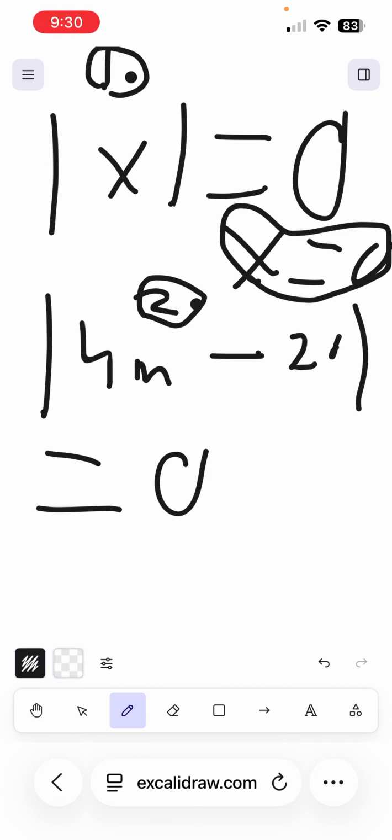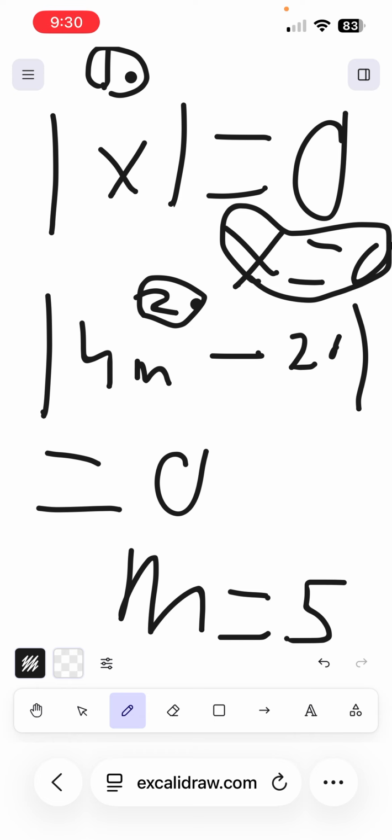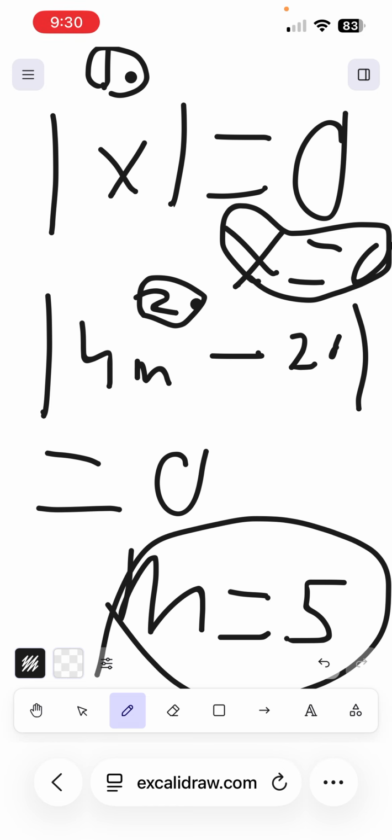So what times 4 gets you 20? 5. So m would equal 5. M equals 5. Because 4 times 5 is 20, then 20 minus 20 is 0. The absolute value of 0 is 0. So there's that. M equals 5. There you have it.